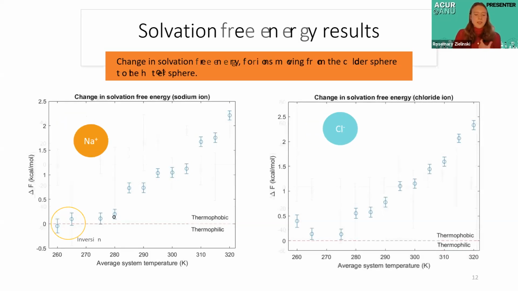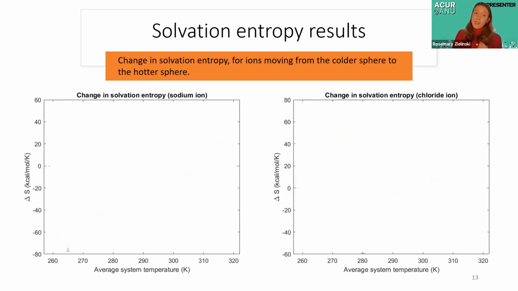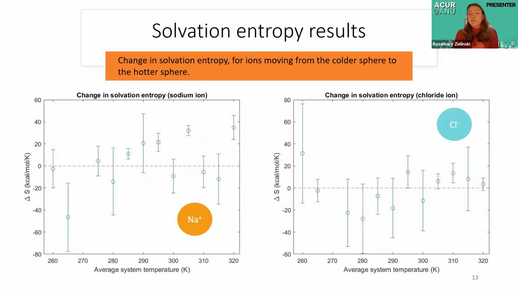Okay, now onto the main data. This is the solvation entropy data. So on the y-axis, we have the change in solvation entropy as we move from the cold sphere to the hot sphere. Now, if this were to confirm the hypothesis I presented before, what we would see is that this would look very similar to the free energy results. But what did we actually see? Here's what the data looks like. So as we can see, we can't actually confirm or deny this hypothesis, sadly.